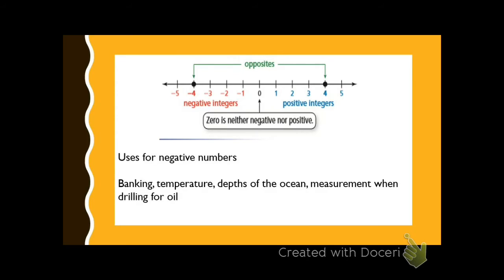Depths of the ocean. Any time you know anybody that's gone diving before, they go down below the surface of the water, and so that would be represented with negative numbers. A measurement when drilling for oil: they're drilling below the surface of the ground, below ground level, and so they would use a negative number to denote that. There are other times too, like scores for golf and different things like that, but those are some of the most common.